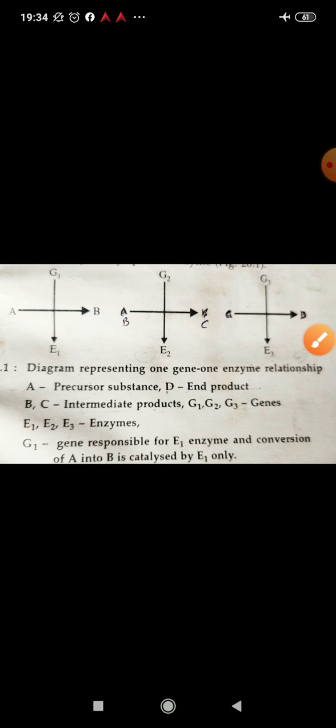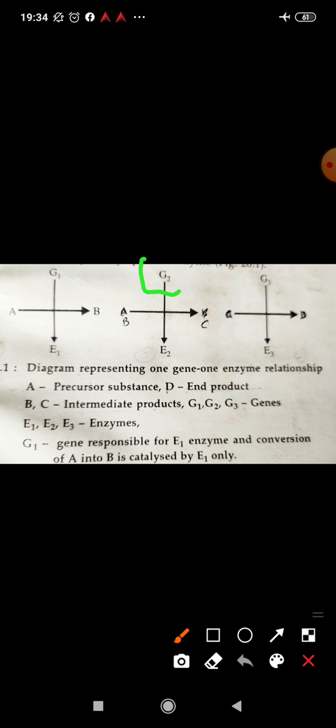But if there is a mutation in G2 and G1 is the normal one, G1 will produce the E1 enzyme. Conversion of A into B will occur. B is the reactant of the second step.